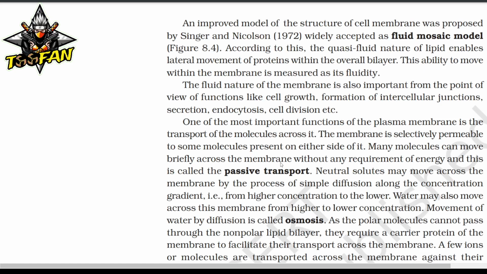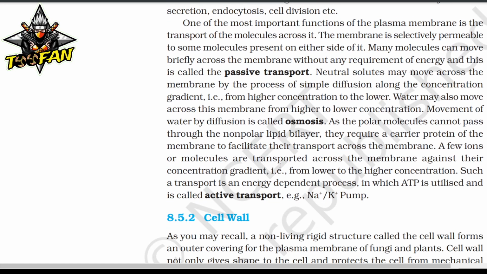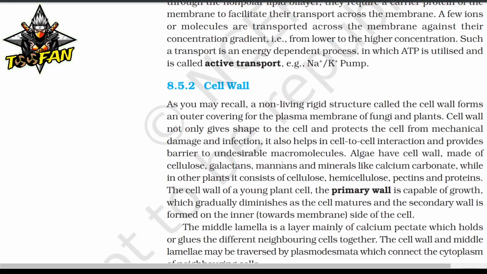As polar molecules cannot pass through the non-polar lipid bilayer, they require a carrier protein of the membrane to facilitate their transport across the membrane. A few ions or molecules are transported across the membrane against their concentration gradient, that is, from lower to higher concentration. Such a transport is an energy-dependent process in which ATP is utilized and is called active transport. Example: sodium and potassium pump.